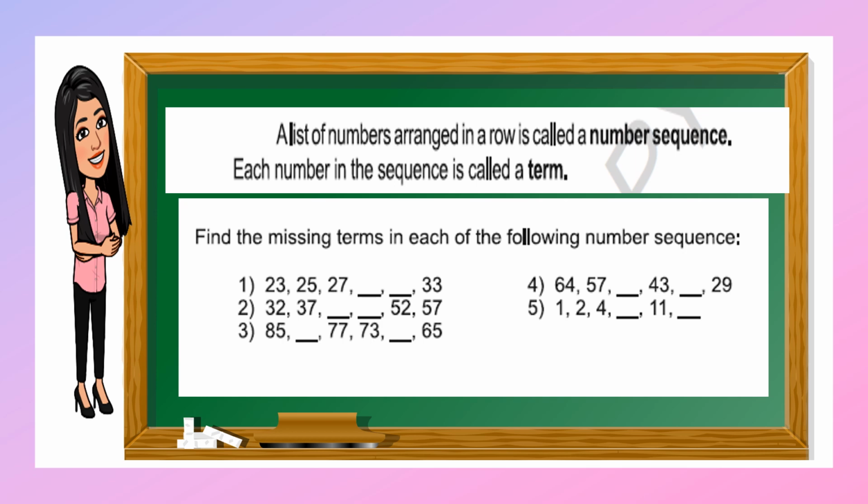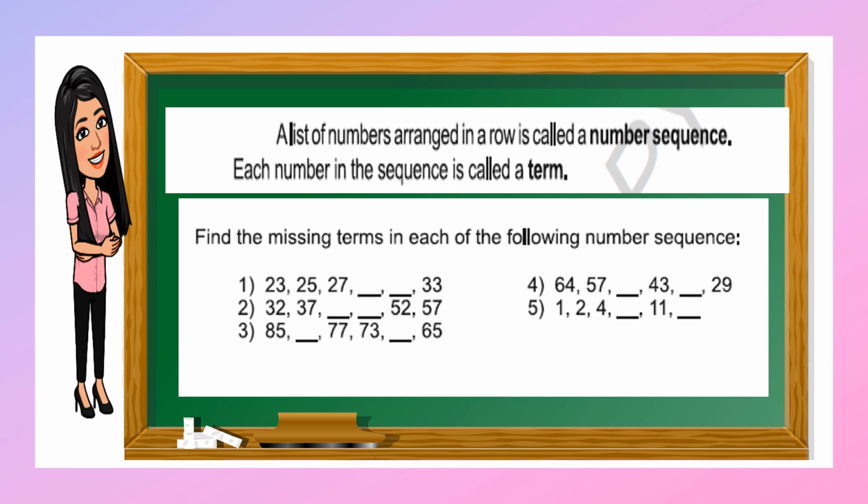So what is the pattern here in number 1? To get the missing term, we need to add 2. So 23 plus 2 equals 25. 25 plus 2 is 27. 27 plus 2 is 29. 29 plus 2 is 31, and then 33. So same as 2.